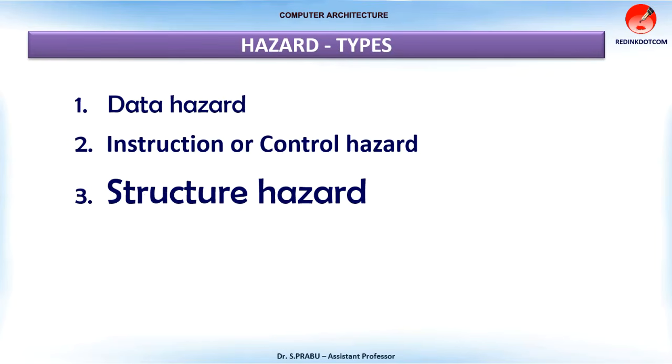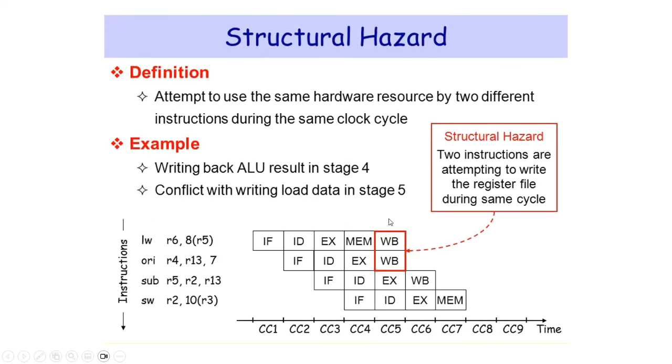The next hazard is called structural hazard. It is the hazard that happens because of external resources. The resources may be memory, registers, or input and output units. When two successive instructions access the same resource, the second instruction has to wait for some time. This is due to the resource access. This kind of hazard is called structural hazard.